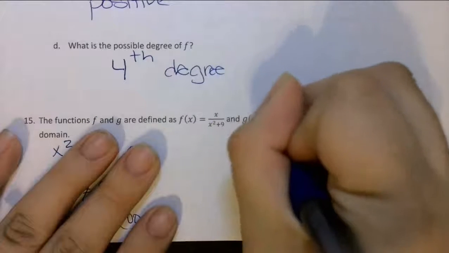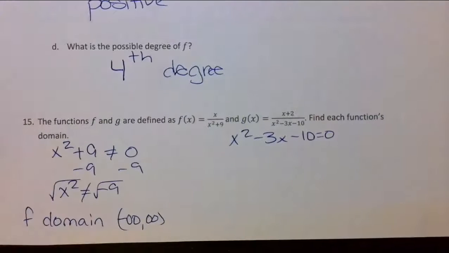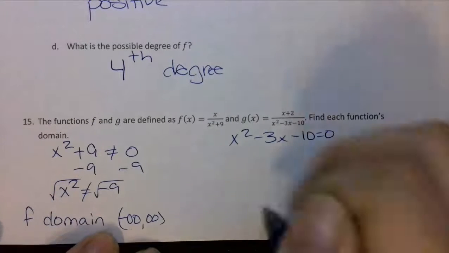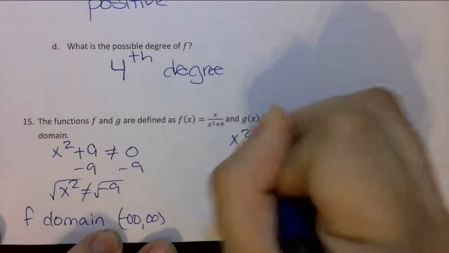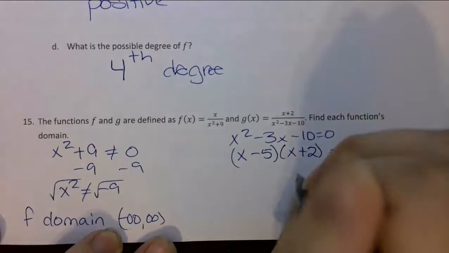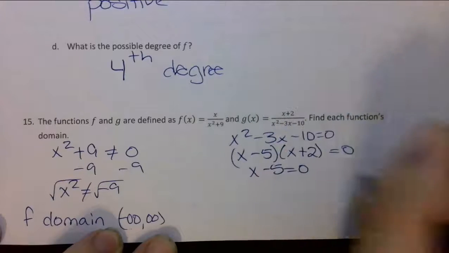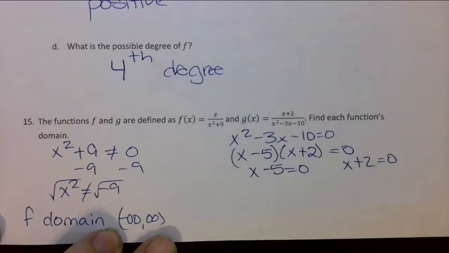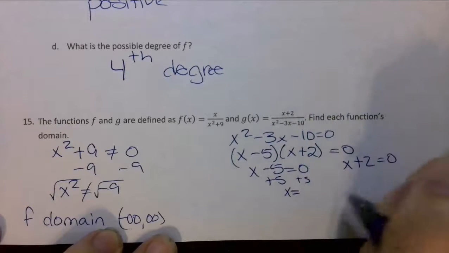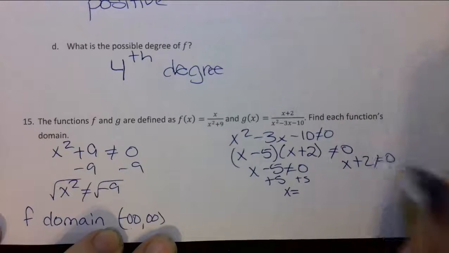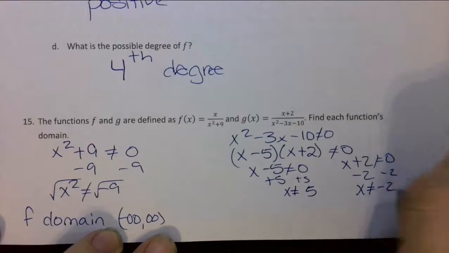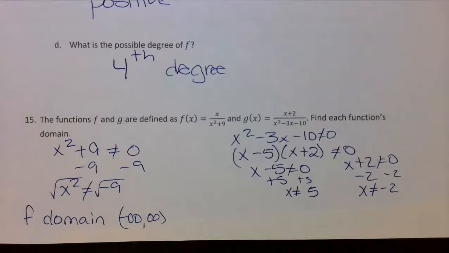Then for g, I'm going to take the denominator and set it equal to 0. So I have x squared minus 3x minus 10 equals 0. I want to factor that. I'm looking for what multiplies to -10 and adds up to -3. That's -5 and +2. I take each piece and set it equal to 0. I have x minus 5 equals 0, x plus 2 equals 0. On the first part, I add 5 to both sides. X can't equal 5. And then over here, I subtract 2. X can't equal -2. It can be any other number, it just can't be those two.